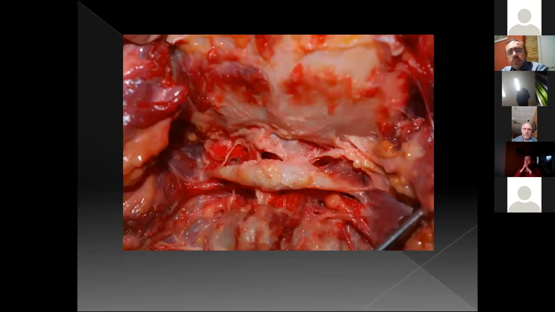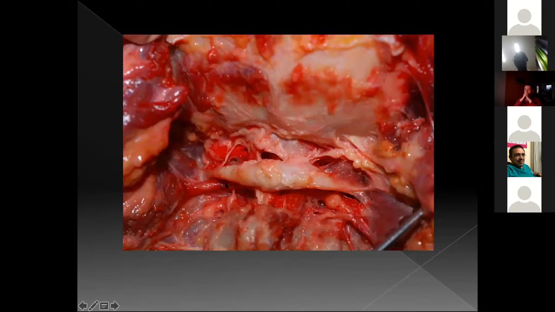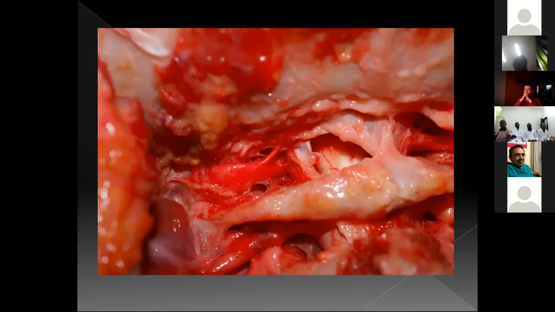In the posterior lateral approach, I think it is easy to perform surgery in this region. The only thing is that you should know, for example, here we have the vertebral artery and the second cranial nerve. It's very important to recognize this vertebral artery and these cranial nerves in order to avoid damaging them. So this is a close view.